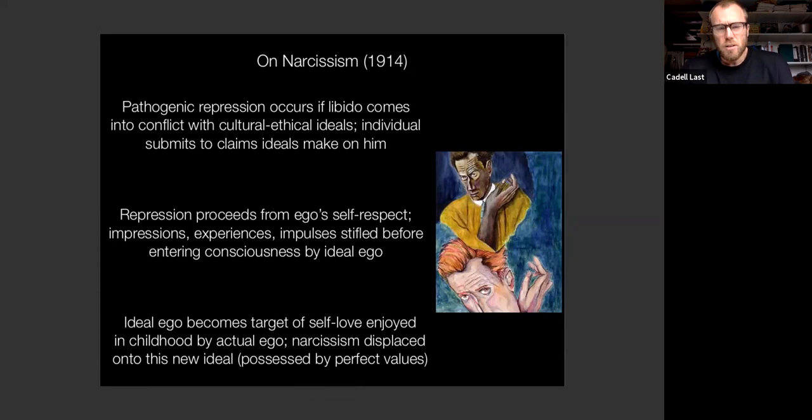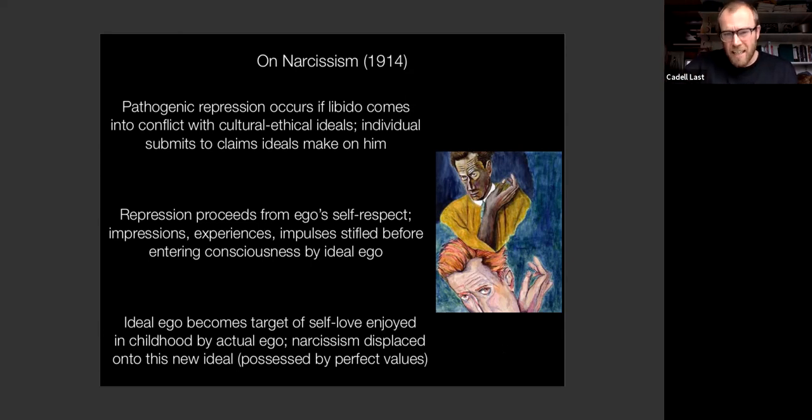The pathogenic repression occurs when libido comes into conflict with cultural ethical ideals, where the individual submits to the ideals that are made on him. This is where you get the split that becomes the transference neuroses, in the construction of an enormous superego, where you identify with the superego, the ego ideal. Although the repression is coming from the ego itself, and he says the self-respect of the ego, quote, the impressions, experiences, and impulses of the id are stifled before ever entering consciousness. That's the repressive tendency by the ideal ego, which is striving to maintain itself in relationship to the superego, and to the cultural ethical ideals of the society.